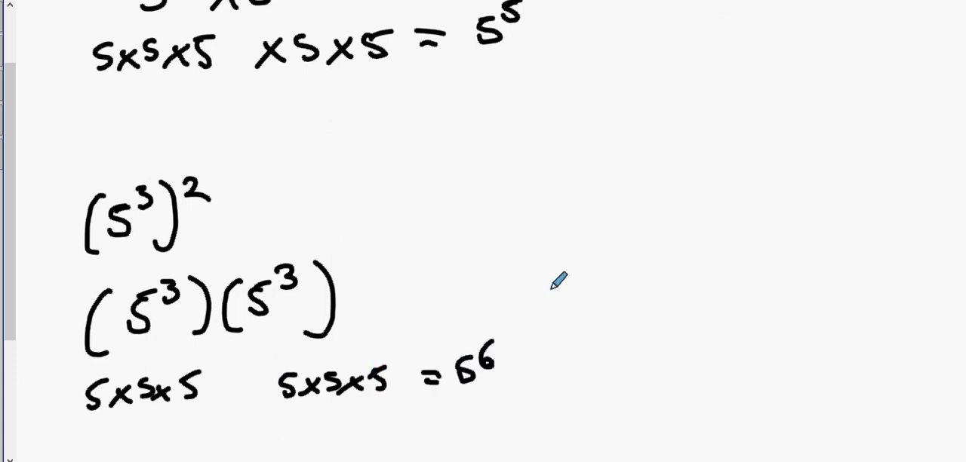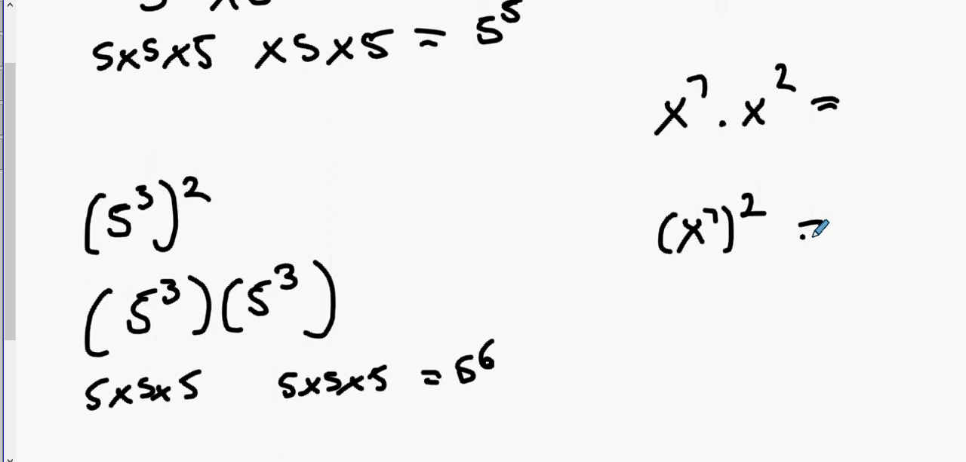So, can anybody tell me the difference between x to the power of 7 multiplied by x to the power of 2 versus x to the power of 7 to the power of 2? What's the top answer? Top answer is x to the power of 9. The bottom answer? x to the power of 14. What's the visual difference? The visual difference is this one has 2 base numbers and 2 powers. The bottom one only has 1 base number and 2 powers.